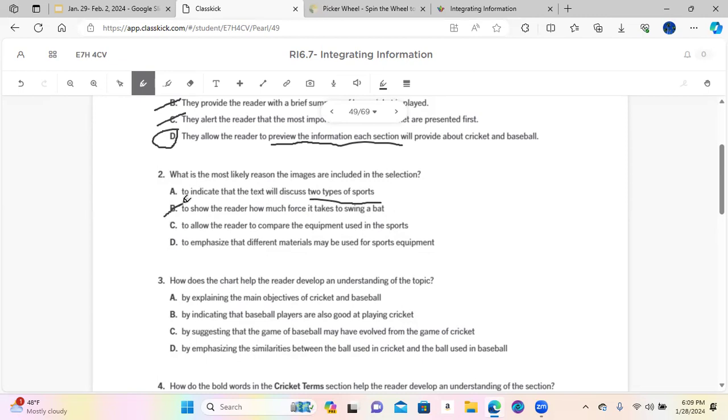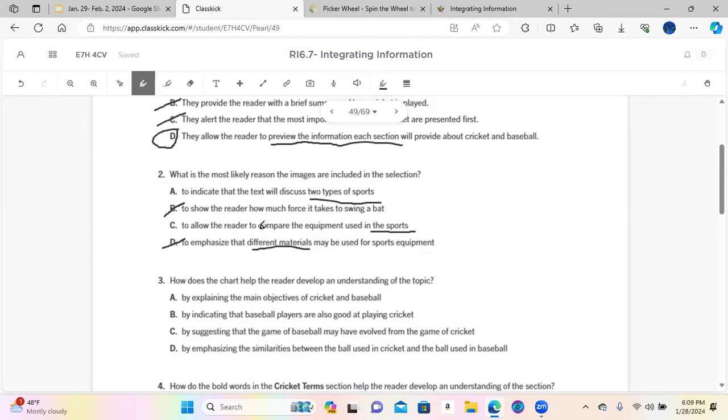No, that was not demonstrated in the photographs. C, to allow readers to compare the equipment used in the sports? This could be a possible answer because the 2 photographs show the different equipment that were used in each sport, cricket and baseball. D, to emphasize that different materials may be used for sports equipment. No, the picture was not focused. So it was not focused on the different types of materials.